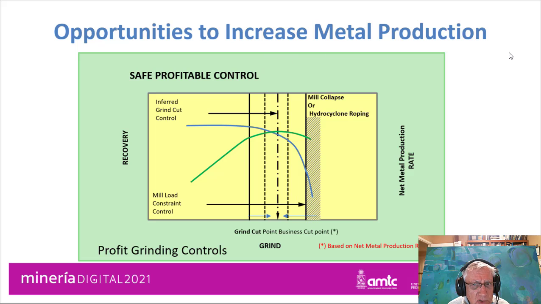So the opportunities to increase metal production are very well known. This is a paper that we presented on process grinding control many years ago, in which we try to maximize the throughput through the mill while the recovery sometimes is suffering. But what we see is that there are constraints like the mill overflow or the cyclone roping. And also, we know that the real cut point is the business cut point. So it's a compromise on how much copper we are producing in relationship to the constraint.